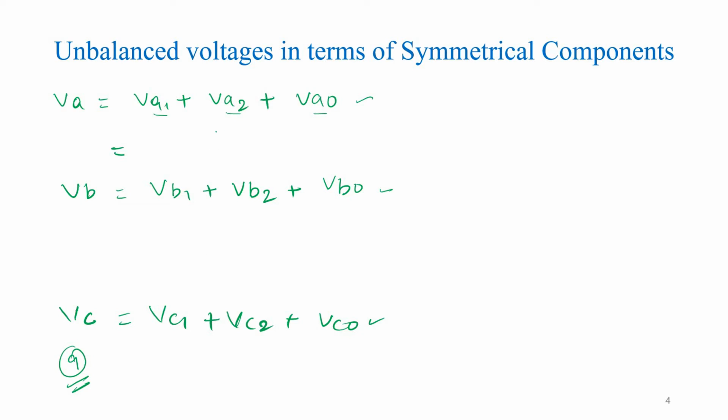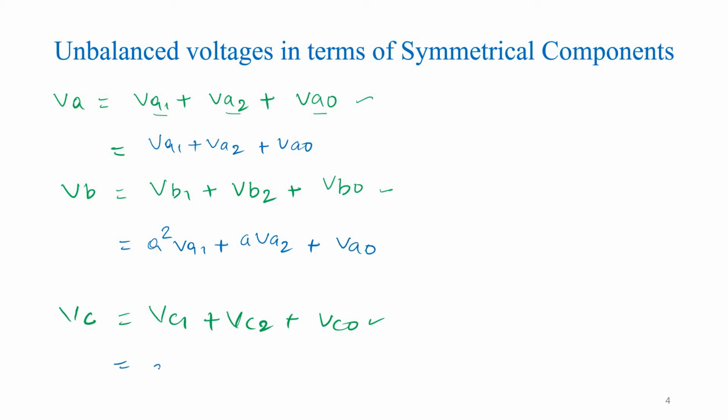So what we are trying to do is simplify this equation by representing it only in terms of one phase. By using the symmetrical component concept, we can represent all the components with respect to phase A alone. So now we are representing phase A only. This equation will not change. VB1 can be represented by A square into VA1, and VB2 is A into VA2, plus VB0. All are in phase, so it is just VA0. So VB is A into VA1 plus A square into VA2 plus VA0.